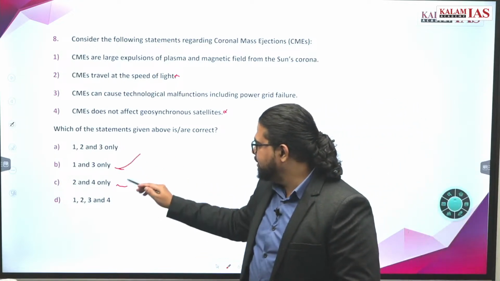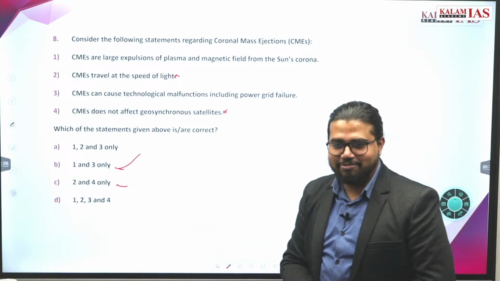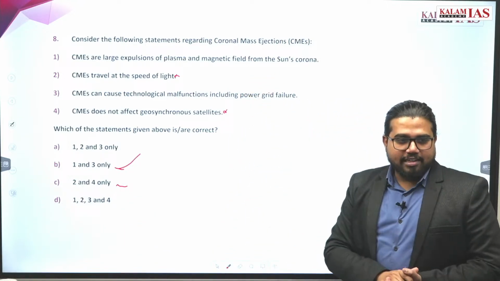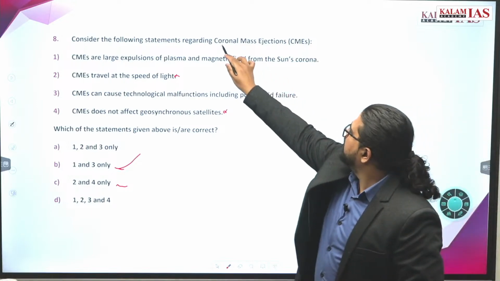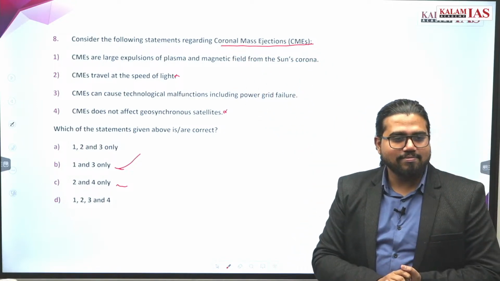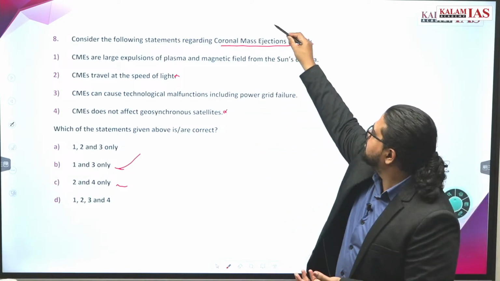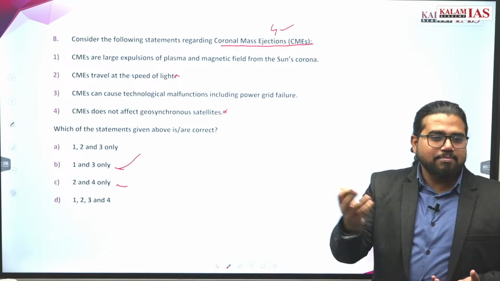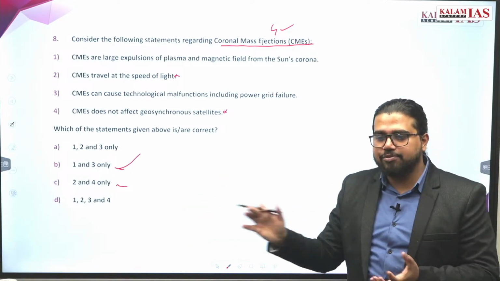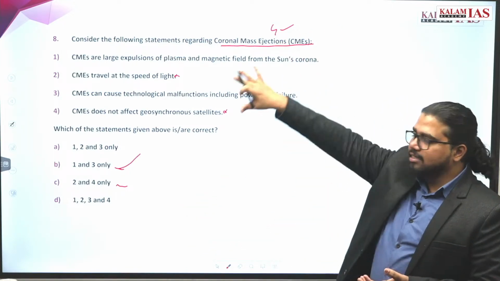Most of you are saying B. One person is saying C. So what logic can you apply here? We are talking about coronal mass ejections. What is a coronal mass ejection? Something related to a sun storm. Some amount of material is being flashed from the sun and these things reach Earth.